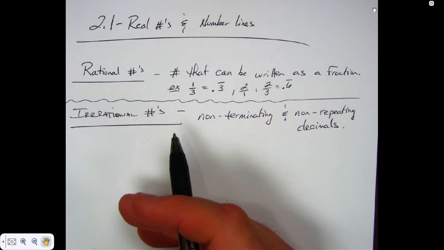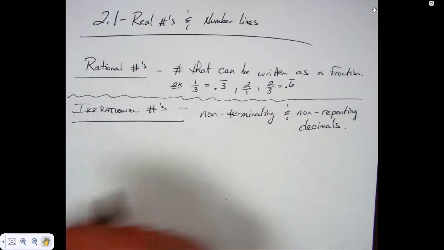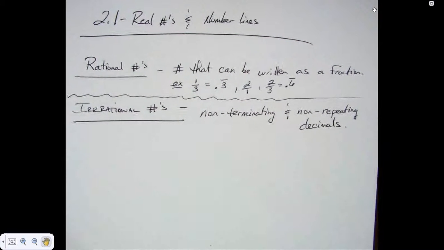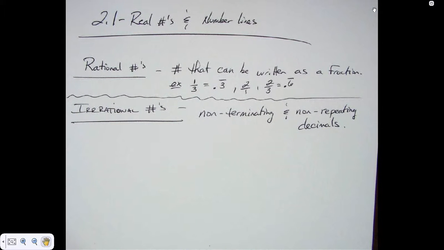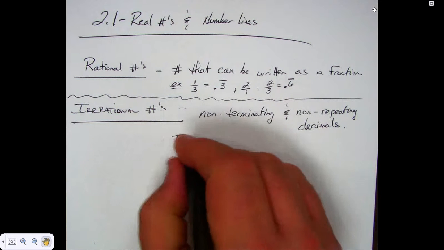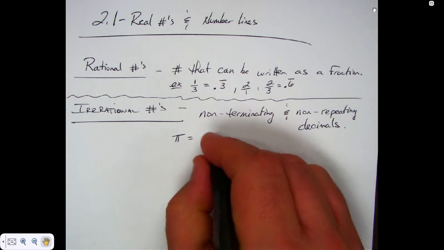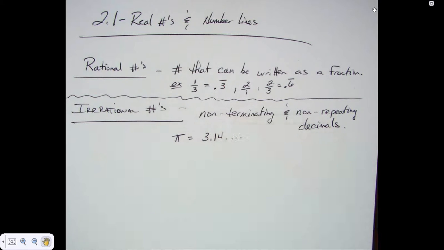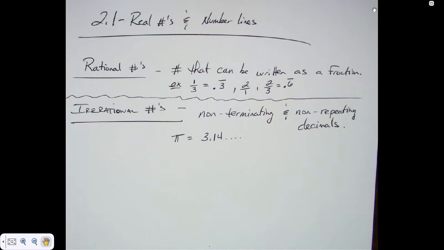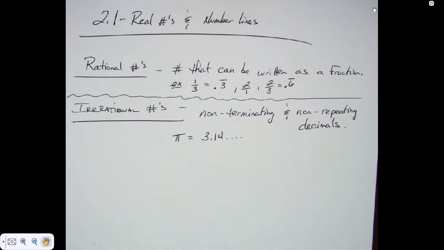Well, usually there's a couple of special ones, and the special one, does anybody know the most popular or most famous irrational number? There you go. It's pi. It is a non-terminating, non-repeating decimal. Say I've taken pi out to so many decimal places. It never repeats the same pattern, and it never stops. Therefore, it's an irrational number.